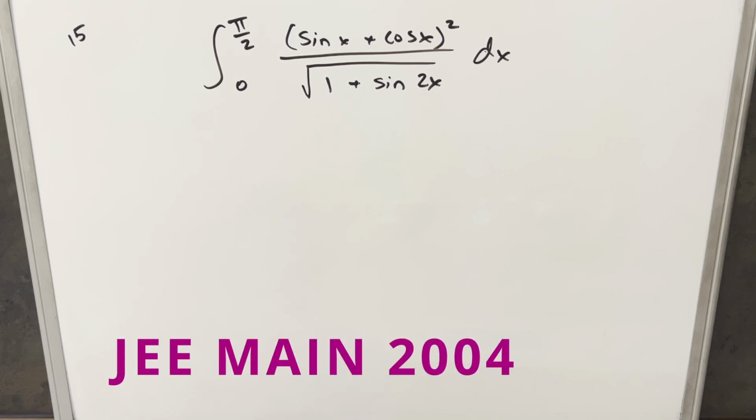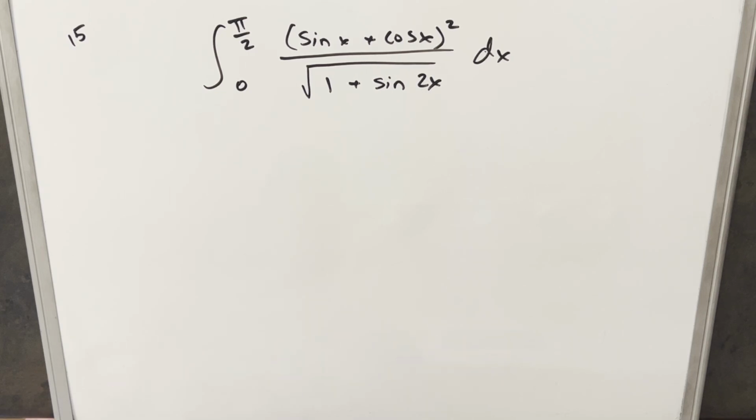Okay, we have today a really interesting integral from JEE Main 2004. We have the integral from 0 to pi over 2 of (sine x plus cosine x) squared over the square root of 1 plus sine 2x dx.